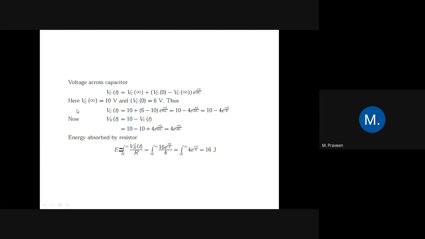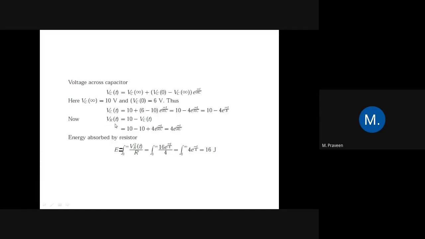So next we have to find the voltage across the resistance. So VR of t is nothing but the difference of voltage, that is 10 minus Vc of t, which is going to be the voltage across the 4 ohm resistance. Therefore VR of t is nothing but 10 minus Vc of t. So 10 minus, okay, 10 minus 4 into e power minus t by 8. Okay, so 10 and 10 will cancel. Therefore you will get 4 into e power minus t by RC, or 4 into e power minus t by 8.